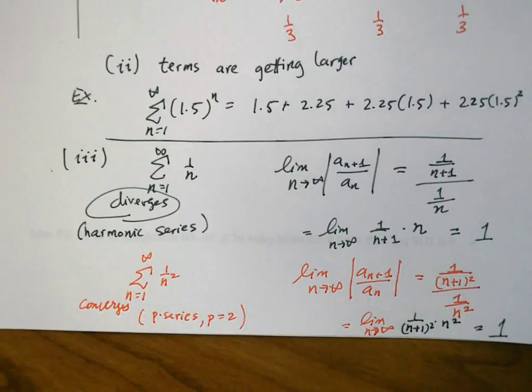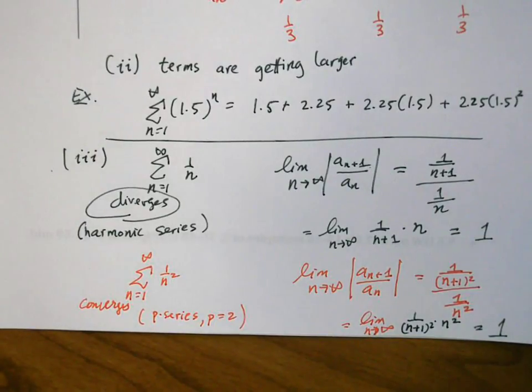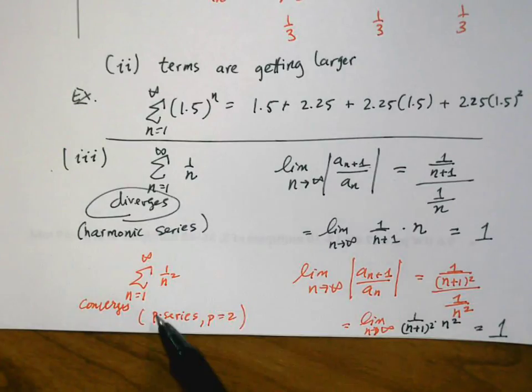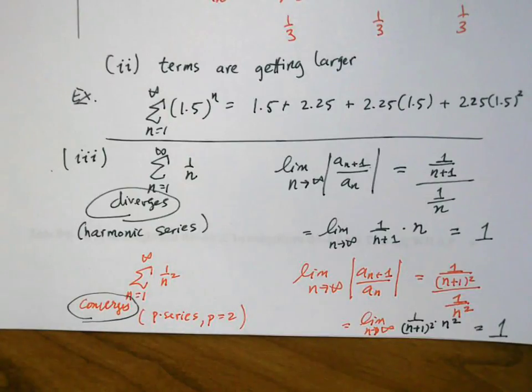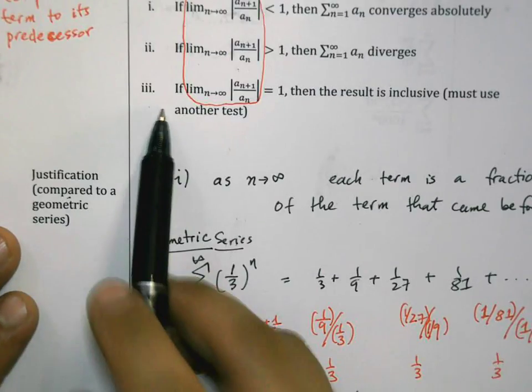So you have two examples here. In both cases, the limit of the ratio of two consecutive terms is equal to 1, but in one scenario it diverges in the case of the harmonic series, and in the other scenario it converges in the case of a convergent p-series. So that's just an example to show you why the third case here would be inconclusive.